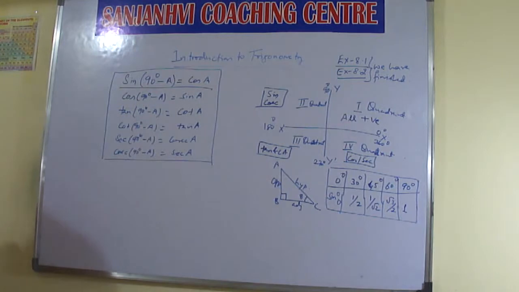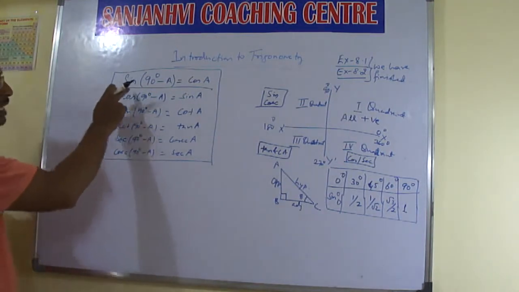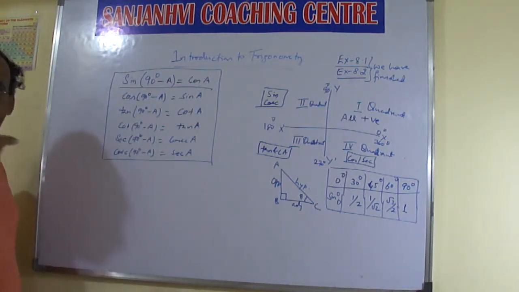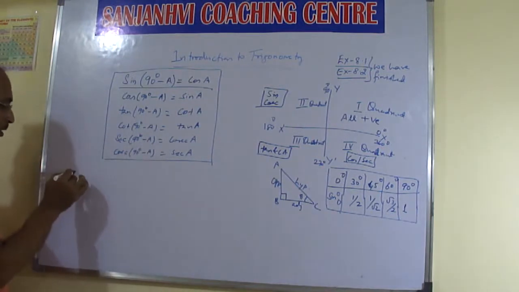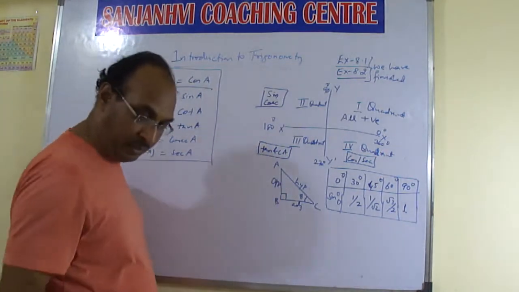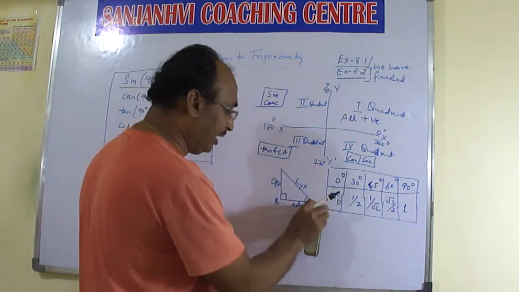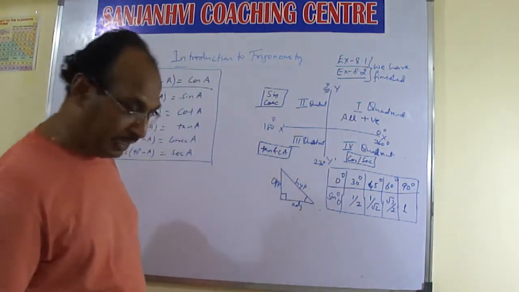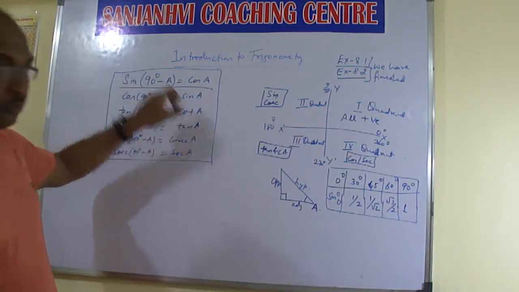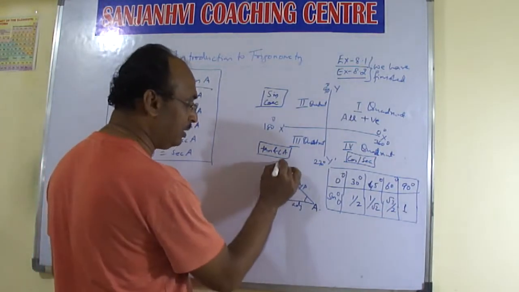On the basis of this, we will be solving some problems of exercise 8.3. Like you see that sin 90 degree minus A is equal to cos A, how it is coming. Just as an example, taking a right angle triangle. Suppose this angle is A, because here angle A is there, and this is B, this is C.